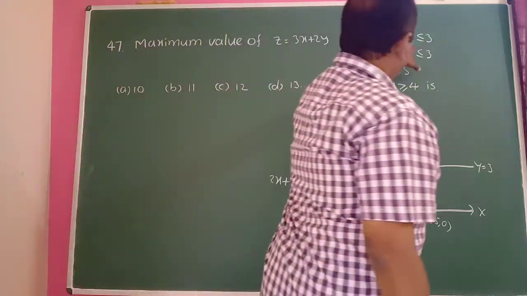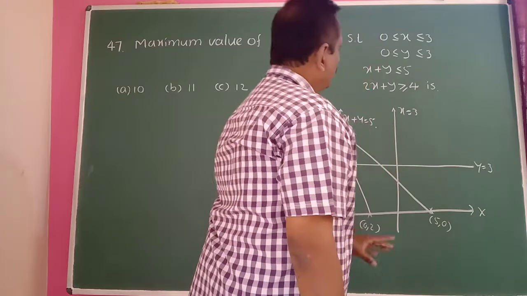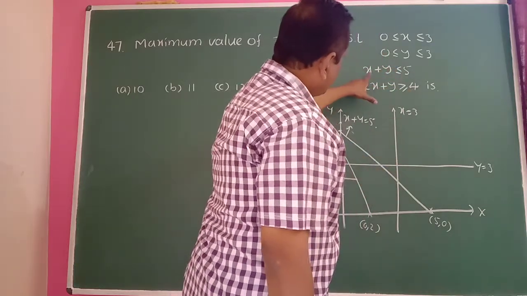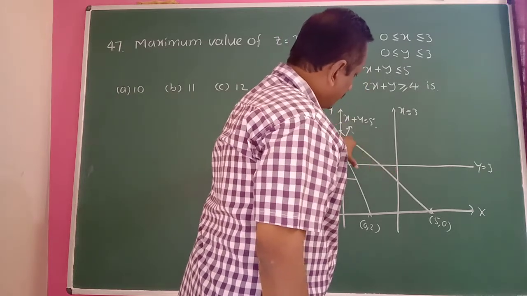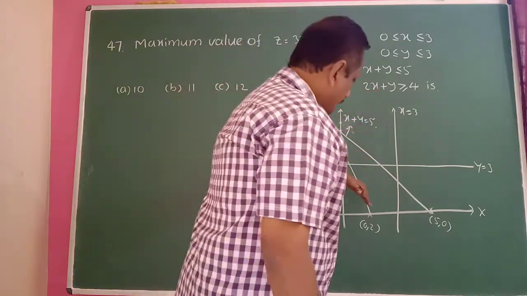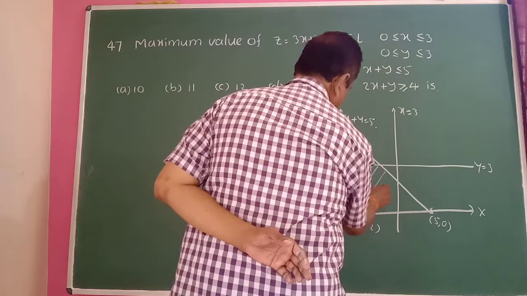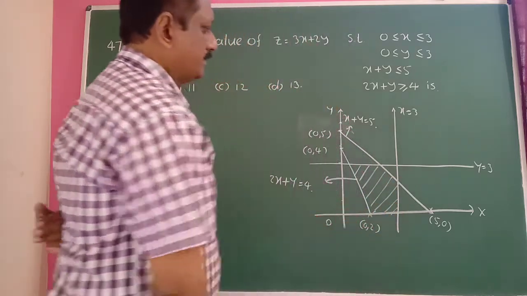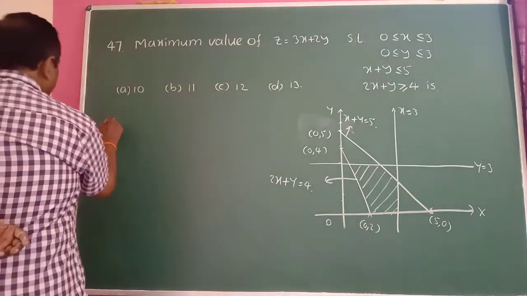Here x less than 3 means shading is this side, and y less than 3 means shading is below. x plus y less than 5 means shading is below the line, and for the greater than inequality the shading is above. So this is the feasible region. One point is (0, 2) here.